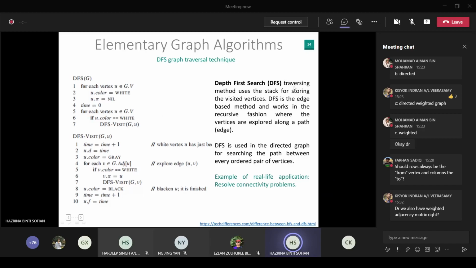The concept is a traversing method that uses the stack. Okay, so now you are still using the data structure method. And we use the stack for storing the visited vertices. So DFS is an edge-based method and works in a recursive fashion. Why is it an edge-based method? Because it wants to make sure that there is a connection between all of the roots.